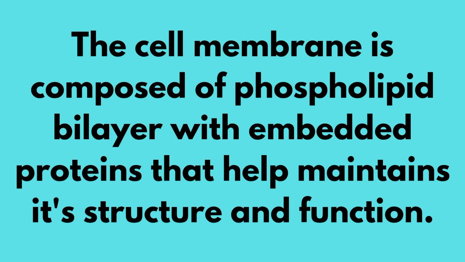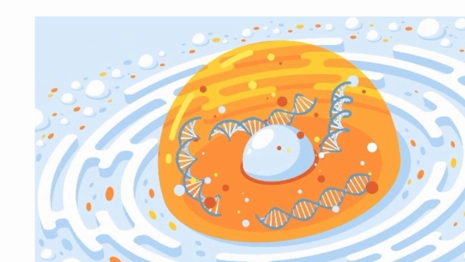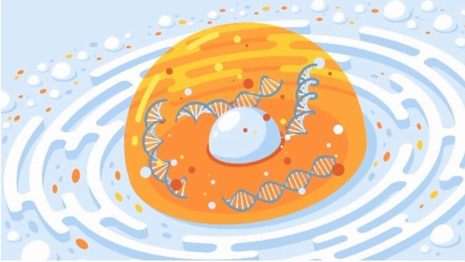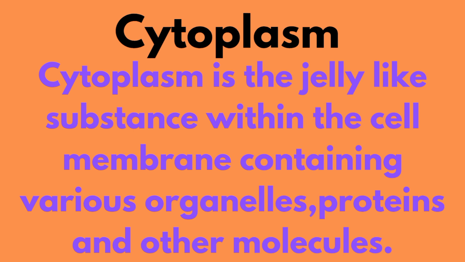Structural composition of the cell. The cell membrane is composed of a phospholipid bilayer, with embedded proteins that help maintain its structure and function. This was all about the simple overview of the cell. The cell is composed of several organelles, each with its own unique function. The cytoplasm is the jelly-like substance within the cell membrane, containing various organelles, proteins, and other molecules.